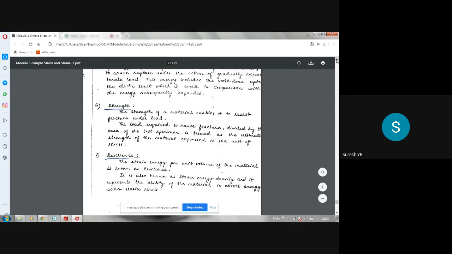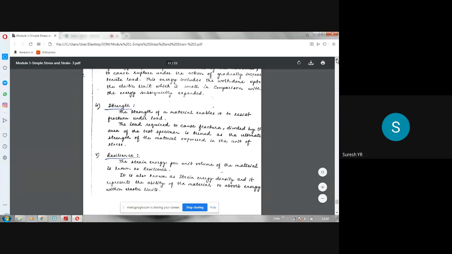Then we discussed generalized Hooke's law. When there is a 3-dimensional stress system, sigma x, sigma y, sigma z, how we use those stresses in finding the strains in the 3 mutually perpendicular directions. For that, we have to take the sum of linear strain as well as lateral strains. So in one direction, if it is tensile, in the other 2 directions it will be compressive. That you have to keep in mind.